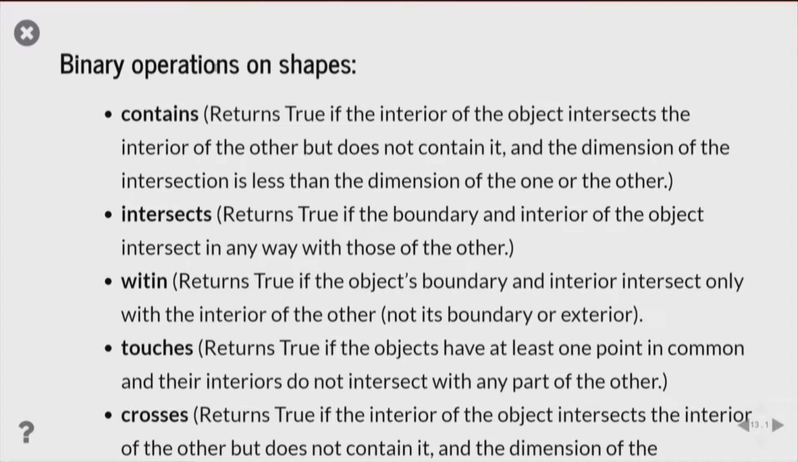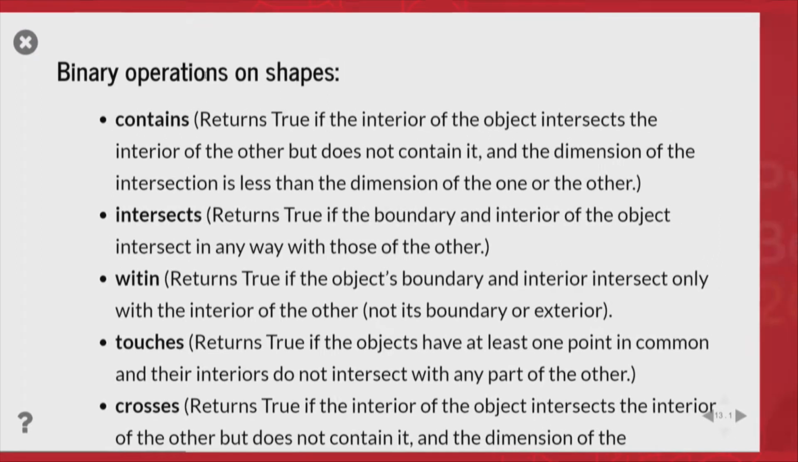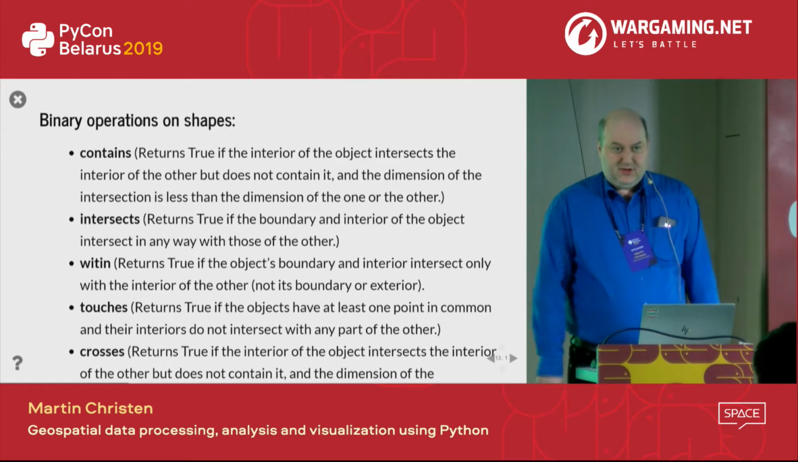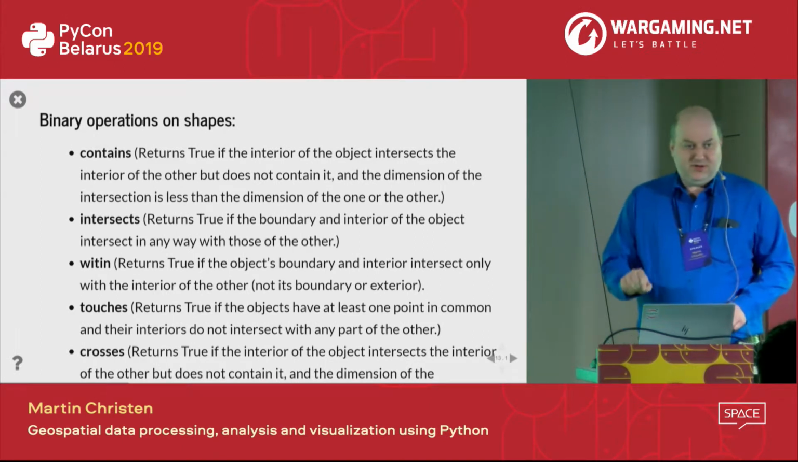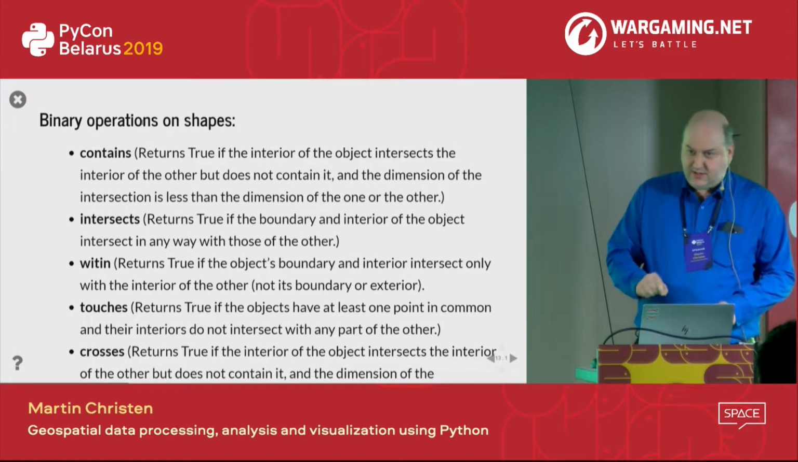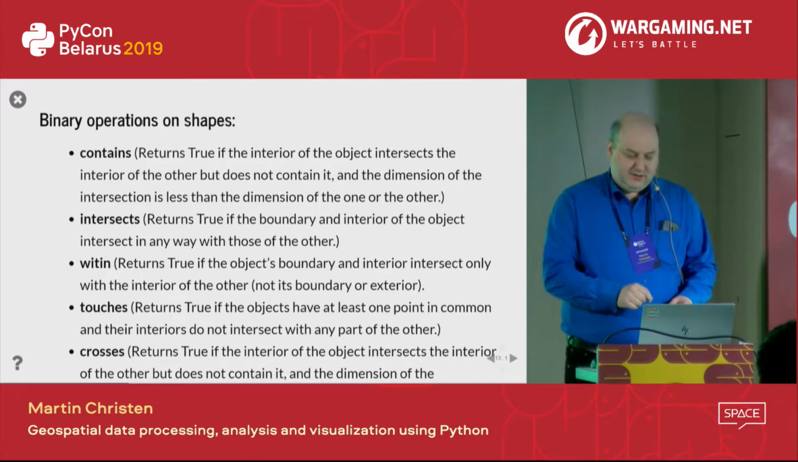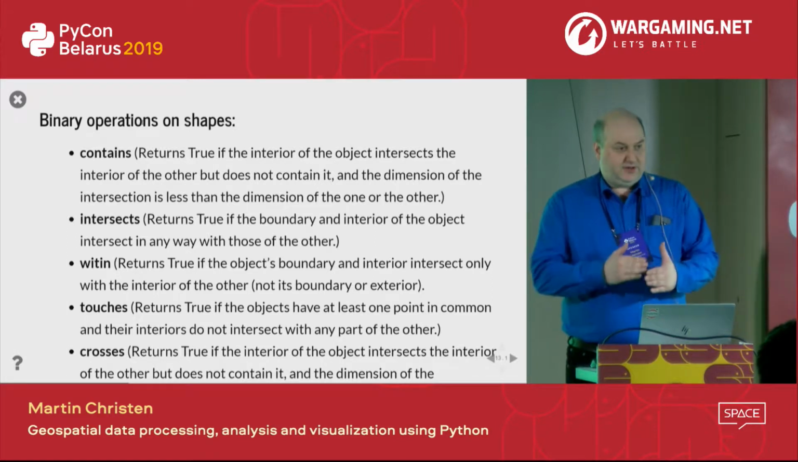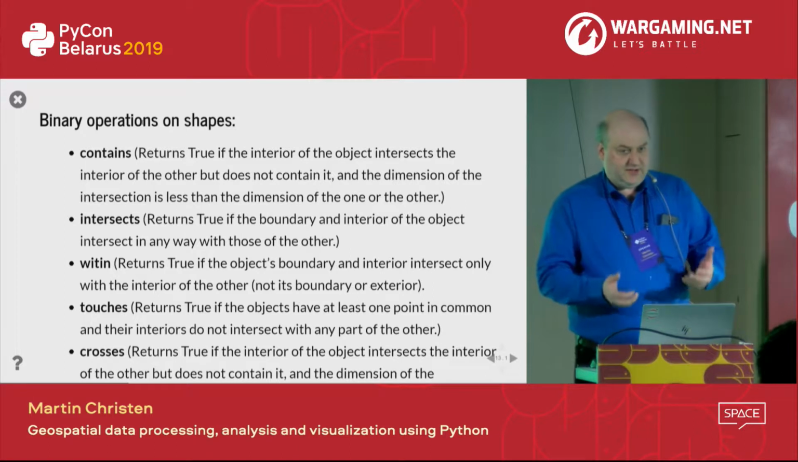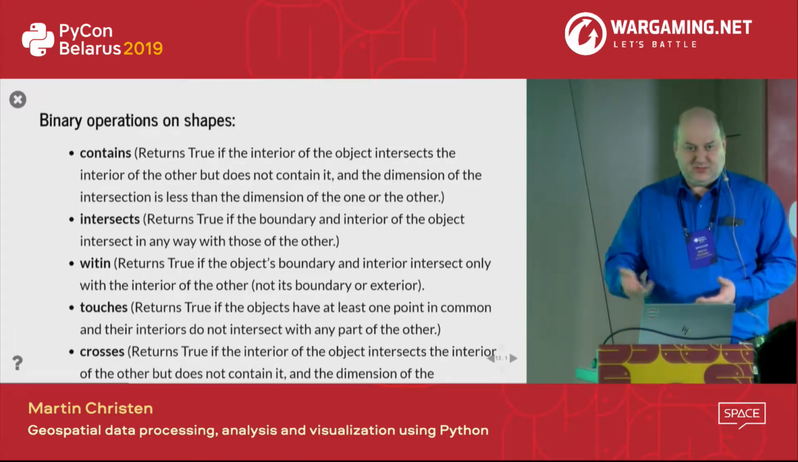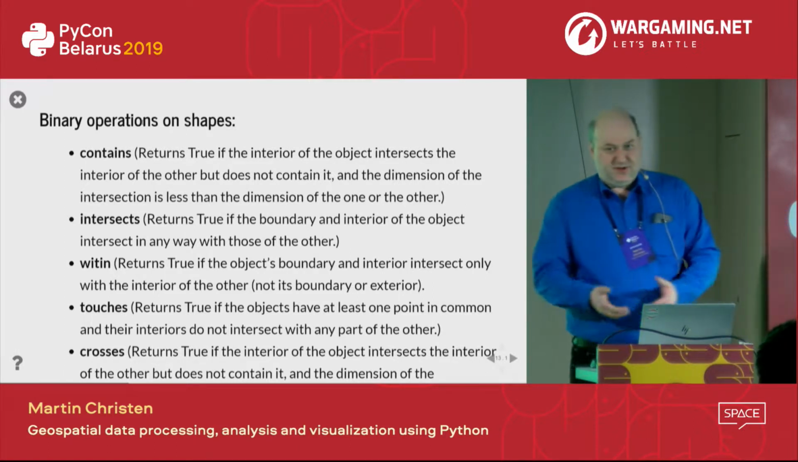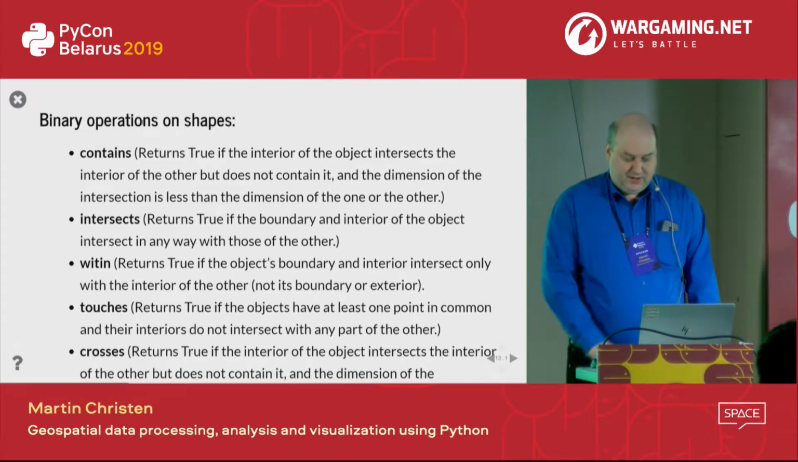The last thing we look at in Shapely are some interesting binary operations. You can check if a shape contains the other shape or intersects, and this works for point and polygon, for example. You can check if a point is inside the polygon, if two polygons intersect, if one polygon is within the other polygon, or one line is within the other polygon, and all these binary operations.